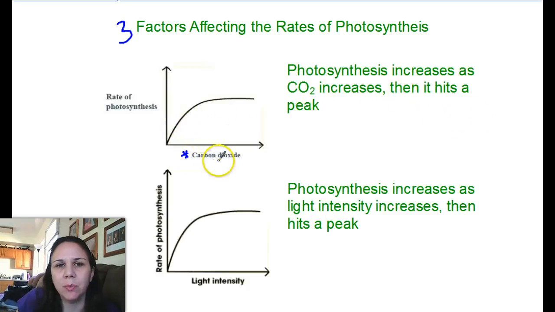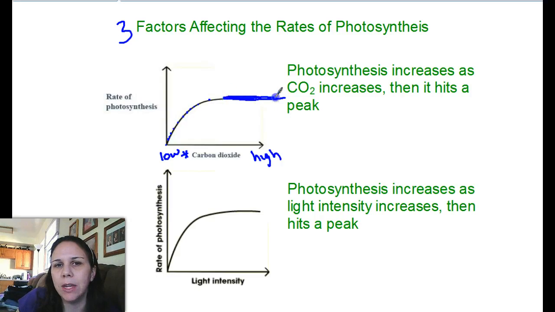So here's what happens. When the CO2 concentrations are low, the rate of photosynthesis is really low. Because remember, CO2 is one of the main ingredients of the dark reaction. So if I don't have a lot of those, I can't make a lot of sugar. But as the CO2 concentration increases, so does the rate, until it finally hits a peak.